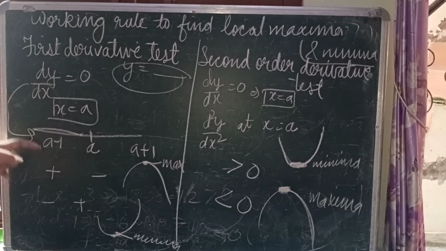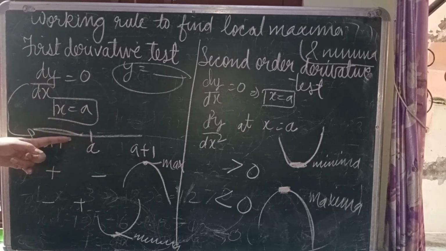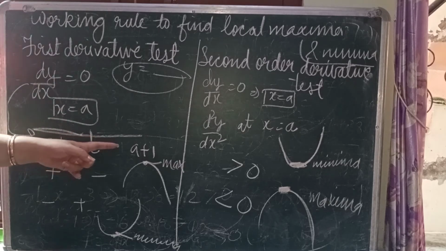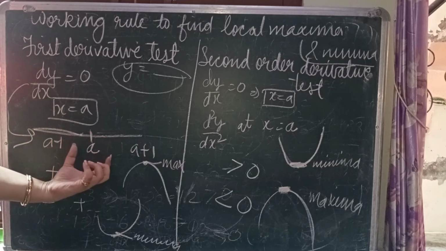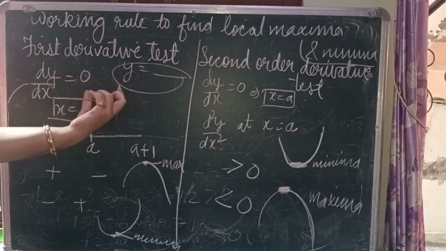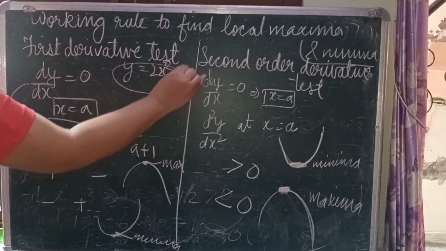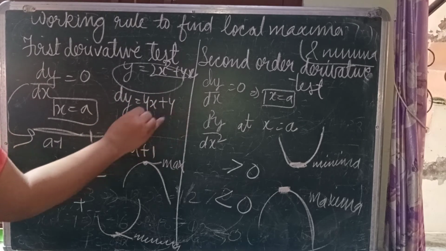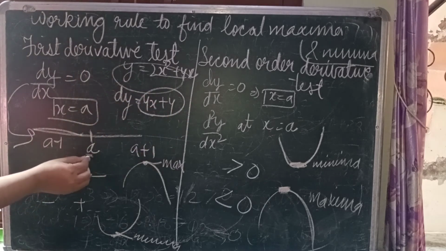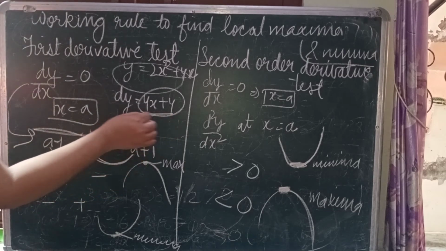Then you will get the value of the derivative dy over dx at both neighborhood points, that means at a slightly less point and at a slightly greater point, and those values you will substitute into whatever function you get for dy over dx. Let it be 2x square plus 4x, and when you differentiate you get 4x plus 4. So those particular values, let's say 1.9 and 2.1, both you have to substitute here.